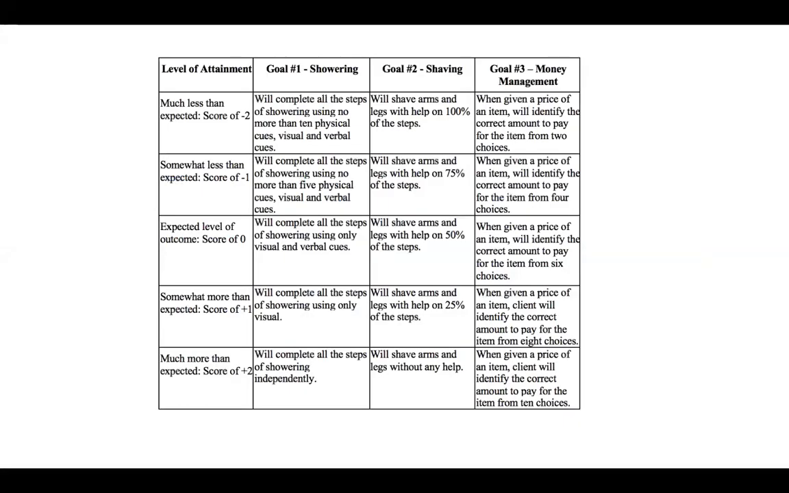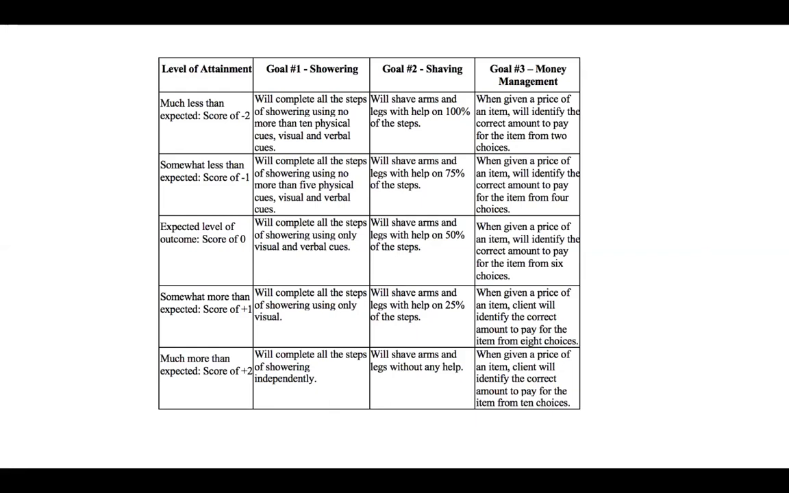Here's one that I did with the girl that I was telling you about earlier, and her goals are showering, shaving, and money management. Showering was the first one. We'll complete all steps of showering using no more than 10 visual, physical, and verbal cues. That was the -2. The next one would be no more than 5. And then expected, we'll use only visual and verbal cues.